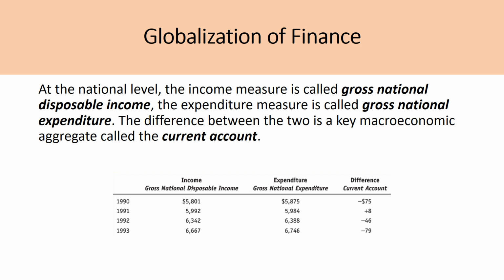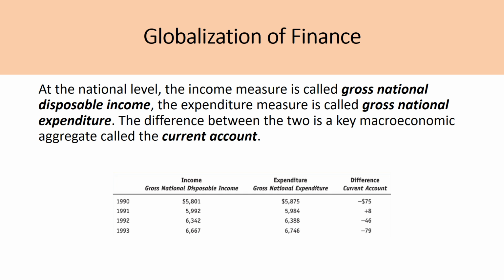Okay? At the national level, the income measure is called gross national disposable income, and the expenditure measure is called gross national expenditure. The difference between the two is a key macroeconomic aggregate called the current account. Okay? And the current account can be in surplus or deficit, as we talked about.